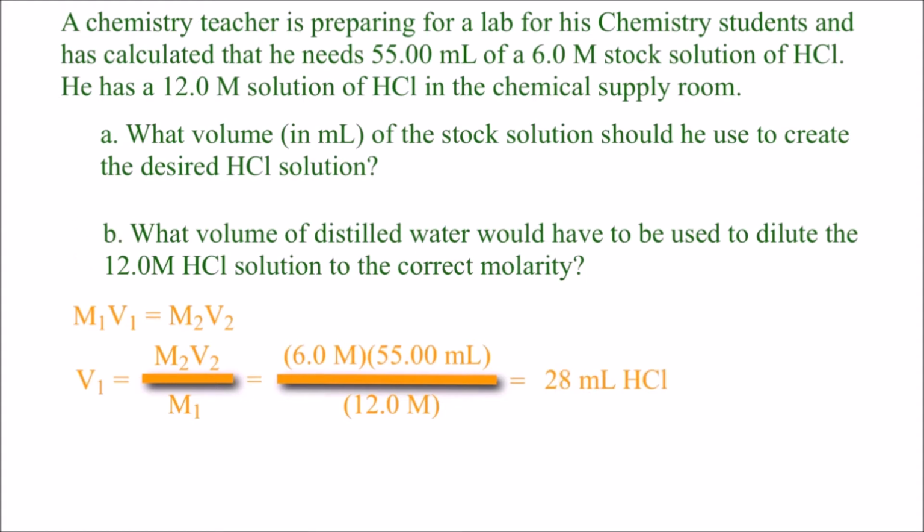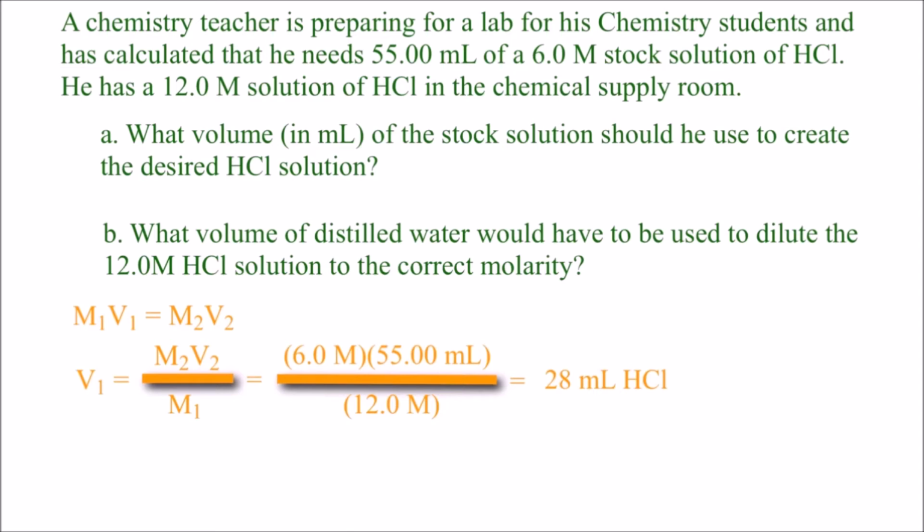What volume of distilled water would have to be used to dilute the 12 molar HCl solution to the correct molarity? Okay, so right here we found out what volume of HCl, the actual acid, we need to use, but we don't know how much water to add to this much hydrochloric acid. Here's how you do it. This 55 milliliters here is the entire amount of solution that you're going to end up with at the end. That's what this chemistry teacher is going to use for his lab.